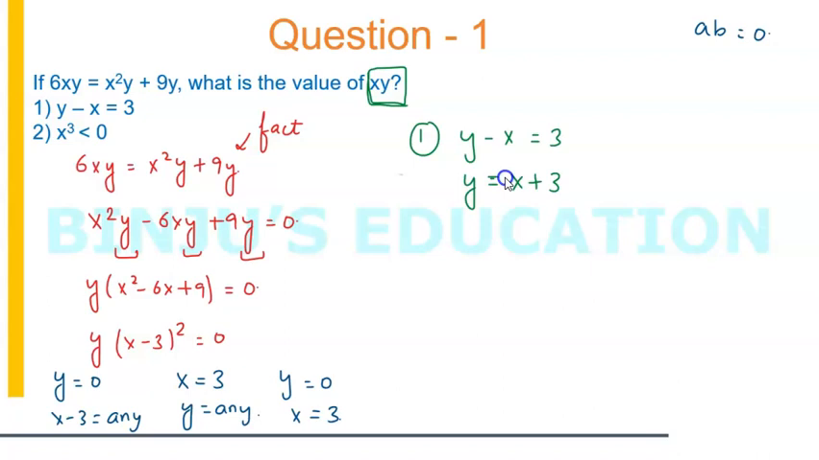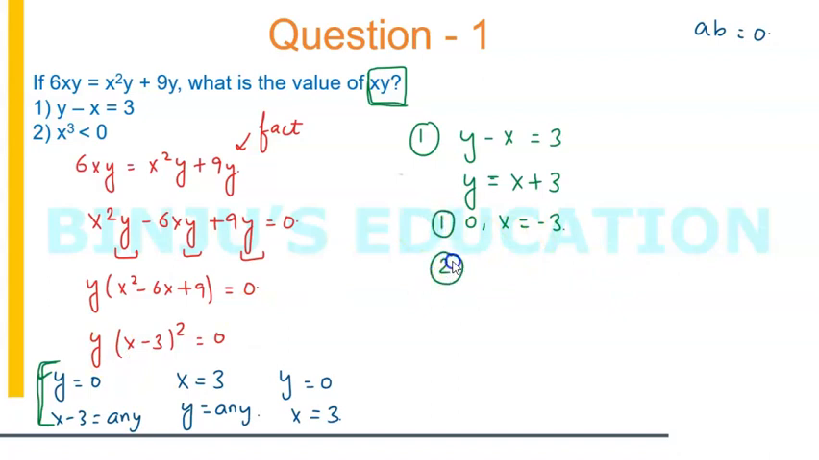From the first conclusion we had y is 0 and x minus 3 can be any number. If I take y to be 0, in that case x would be equal to -3, which is quite a possibility. So y is 0, x is -3. In that case, the fact given to us in the question also is satisfied. So when y is 0, x can be -3. This is from the first conclusion.